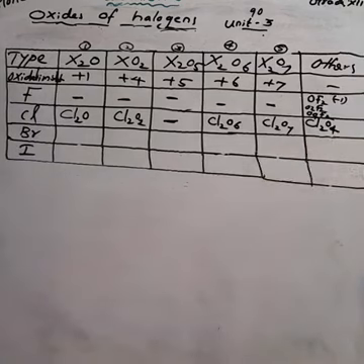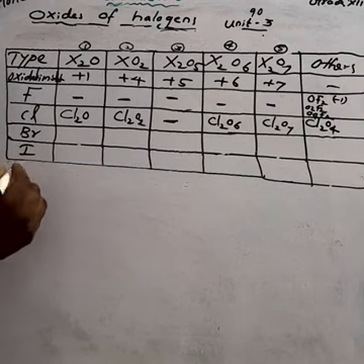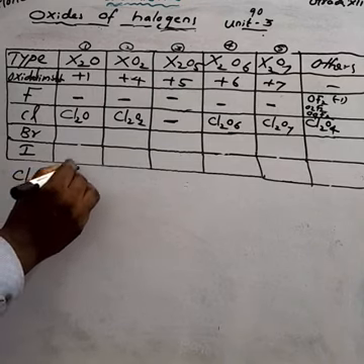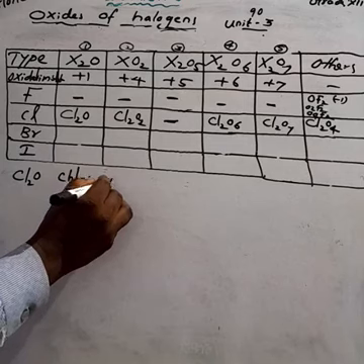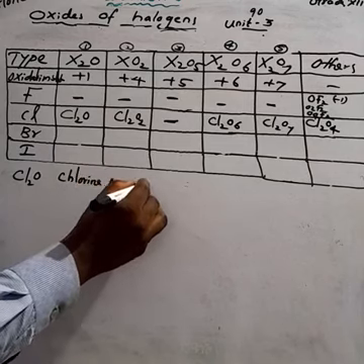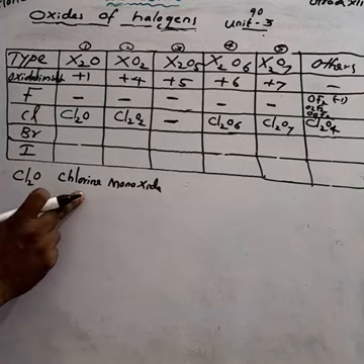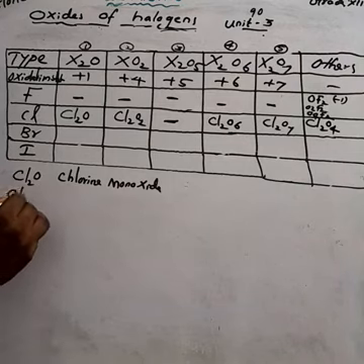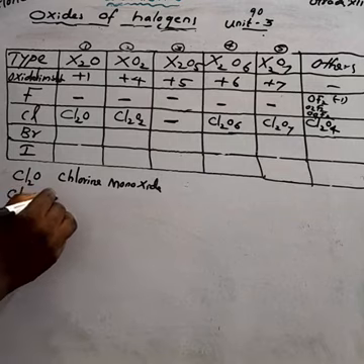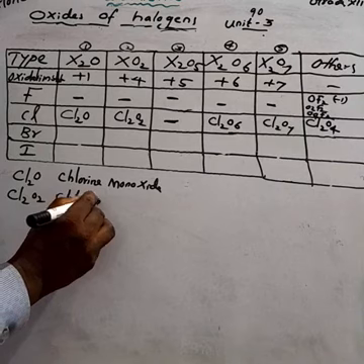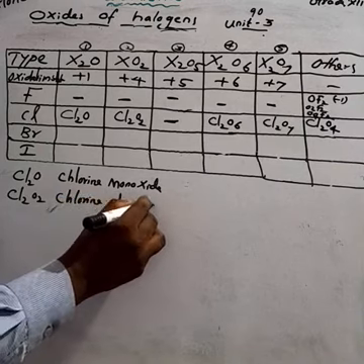Okay. Dear children, for the one-word question, try to learn these names of the compounds. Cl2O, what is the name? Chlorine monoxide. Please mention that one. I will ask the question. Chlorine monoxide. What is ClO2? Chlorine dioxide. Chlorine dioxide. What is Cl2O6?